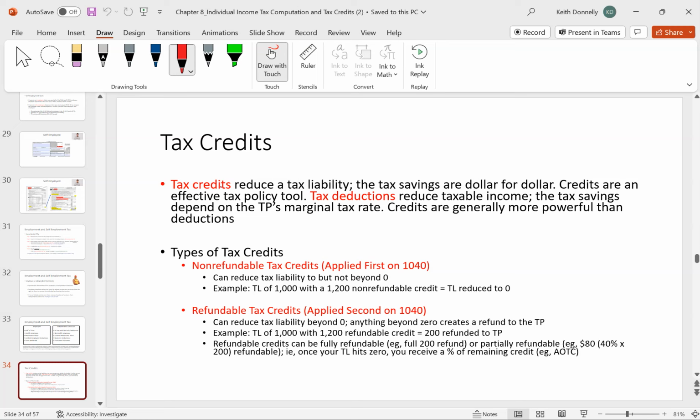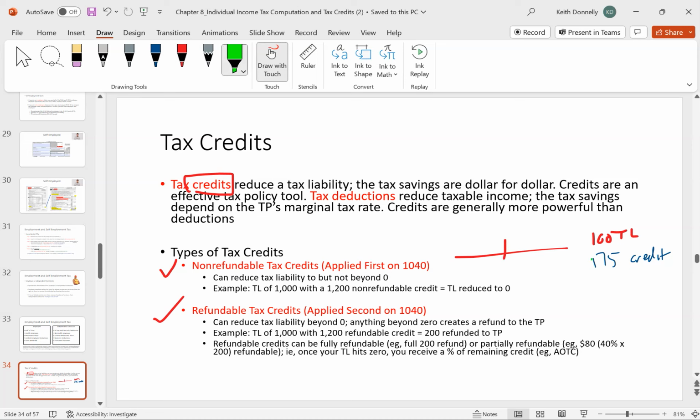Now, when you're talking about credits, there's two types, non-refundable and refundable. The idea with non-refundable is, say that you owe $100 tax liability and you have a $175 credit, right? The idea with this is it can only take you down, this credit, to zero. That's the idea with it. It's non-refundable. It can't get you into refund land.